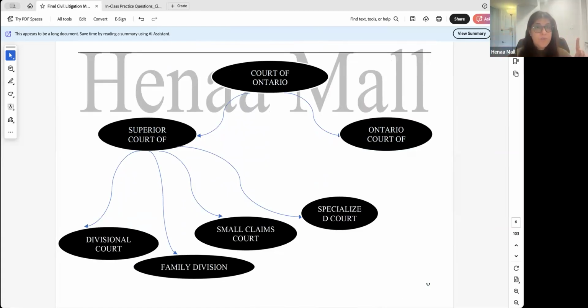When we look at the Superior Court of Justice, the Superior Court of Justice are essentially your Section 96 courts. Now you might go like, Section 96 of what?